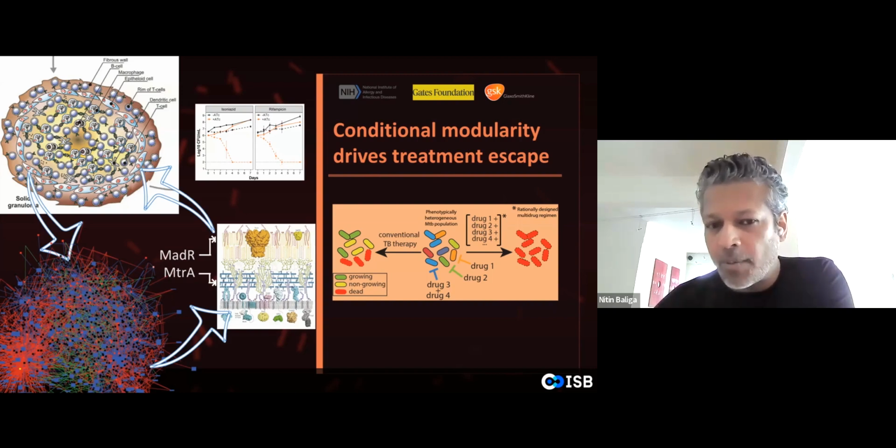And we can now find how it has evolved this, and with a very precise approach design drugs. MADR, since we discovered it about 10 years ago, has become the most important drug target in the field of TB drug discovery.